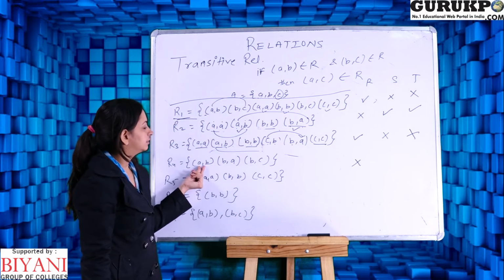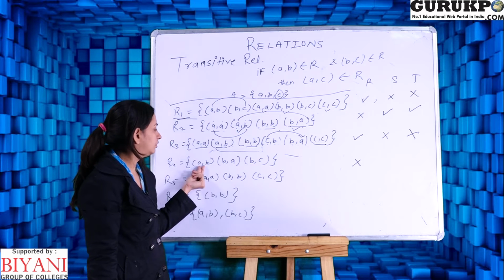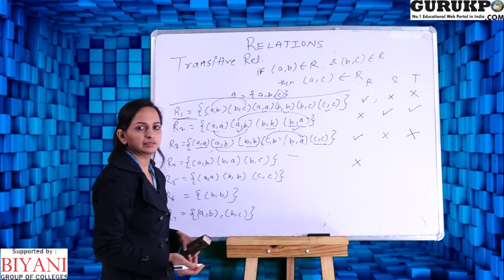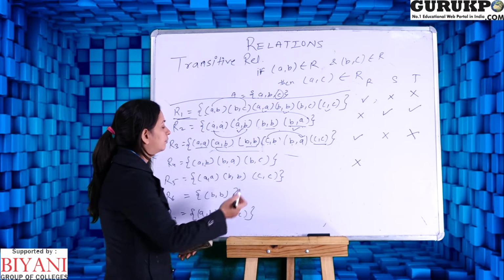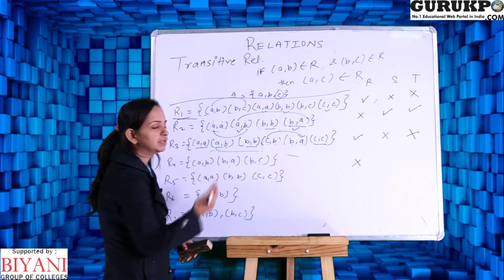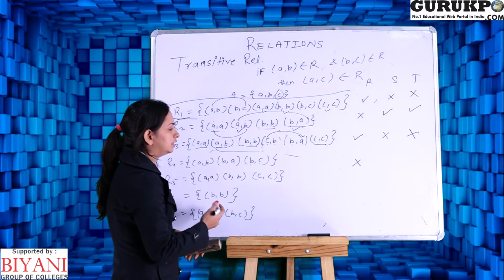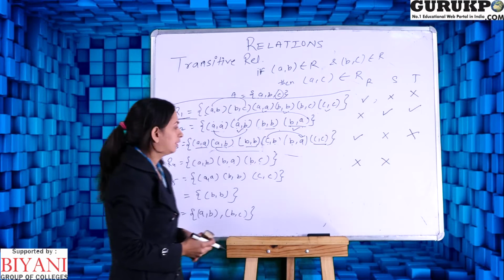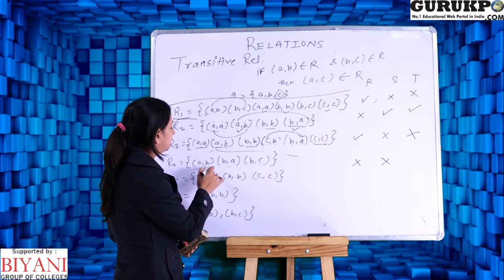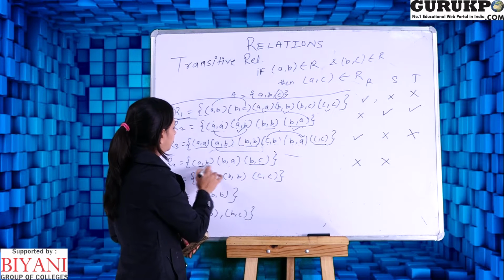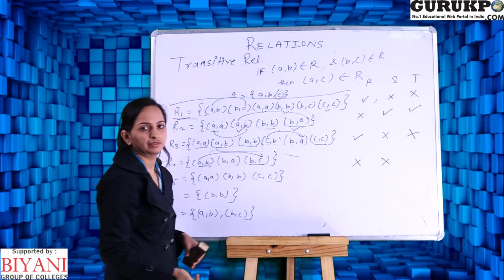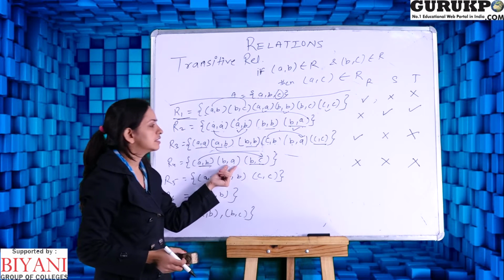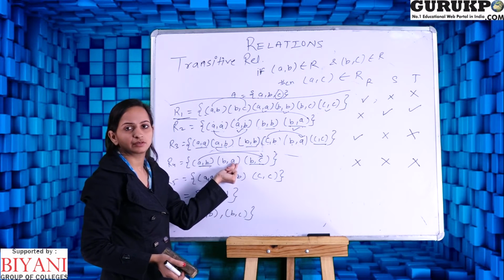So I can say that this is not a reflexive relation. Now I am finding the second condition, whether it is a symmetric relation or not. AB is here and BA is here. So for these two pairs, the symmetric condition is satisfied. But if BC is there, CB must be there. CB is not here, so we can say that this is not a symmetric relation either. For transitivity, AB is here, BC is here, but AC is not here. So it is not a transitive relation. This set of relation is neither reflexive, nor symmetric, nor transitive.